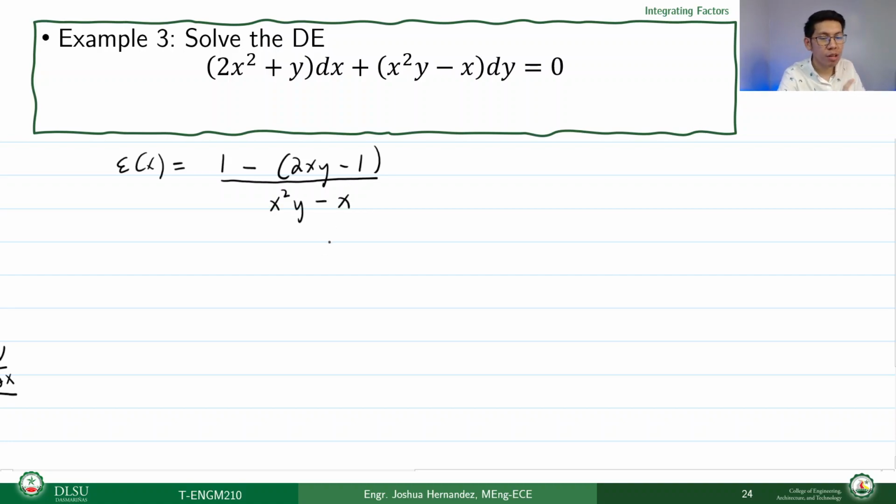Ayan. Now, the goal here is to simplify this equation to see if it is an equation that is solely dependent on x. In other words, walang ibang kahalong variable, dapat x lang siya. Yun yung aim natin na mapalabas. Kung hindi natin siya mapalabas, edi we'll have to try the case 2, which is psi of y. Okay? So, that is the goal here.